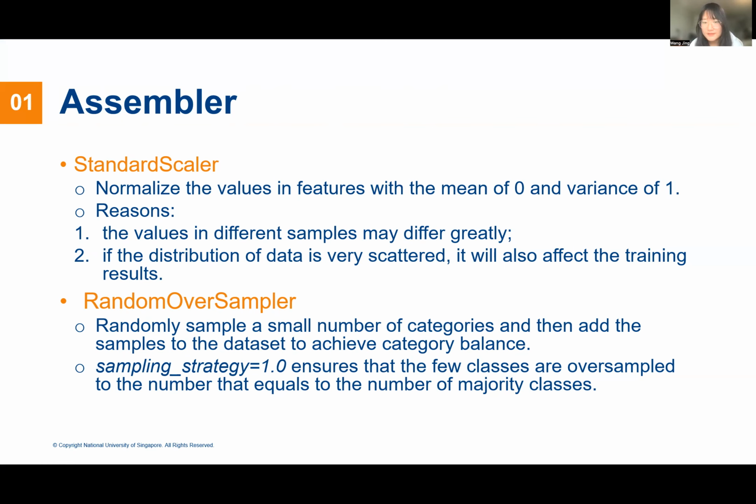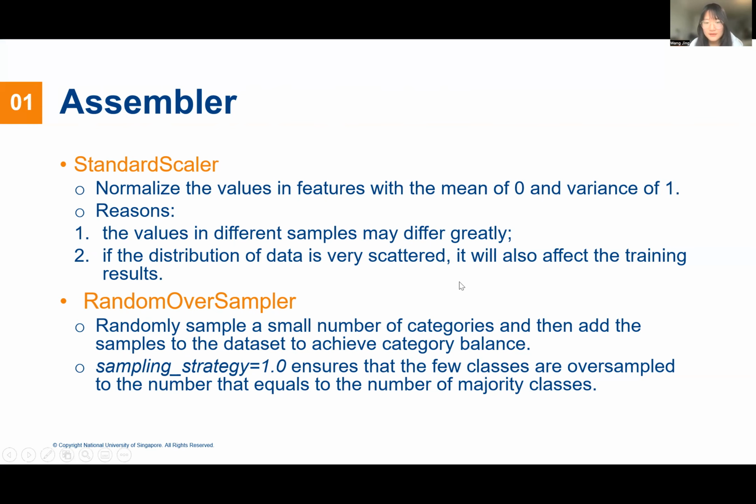Random oversampler is to randomly sample a small number of categories and then add the samples to the dataset to achieve category balance. In our case, setting sampling strategy equal to 1 means that the minority class is oversampled to the number that equals the number of the majority class. Next page.